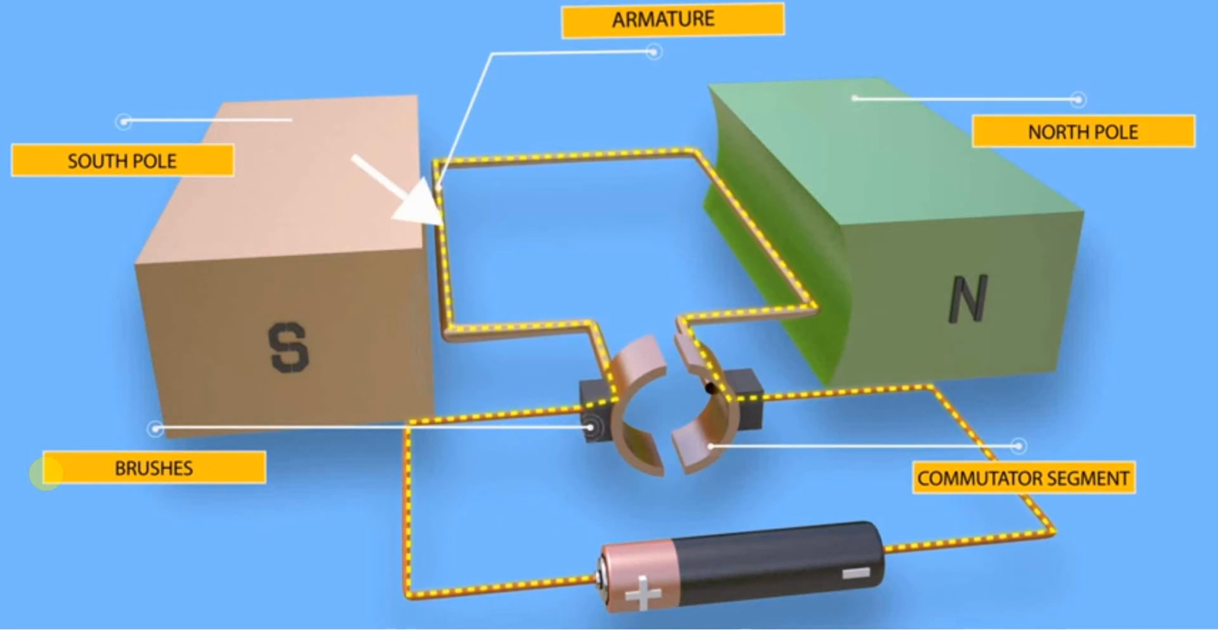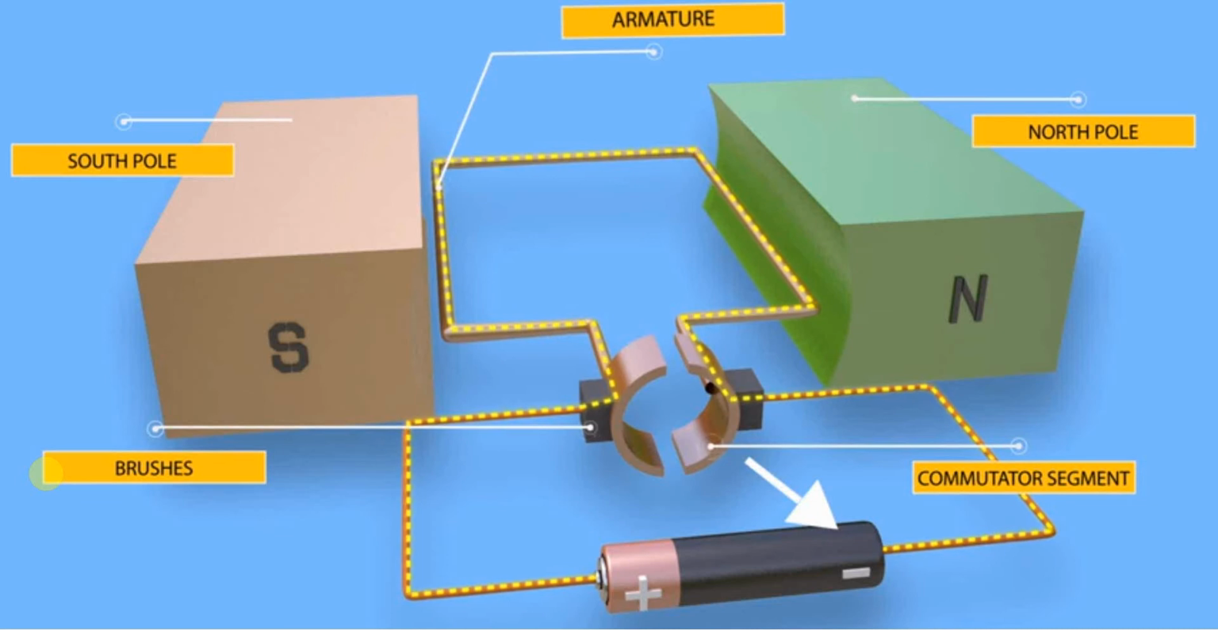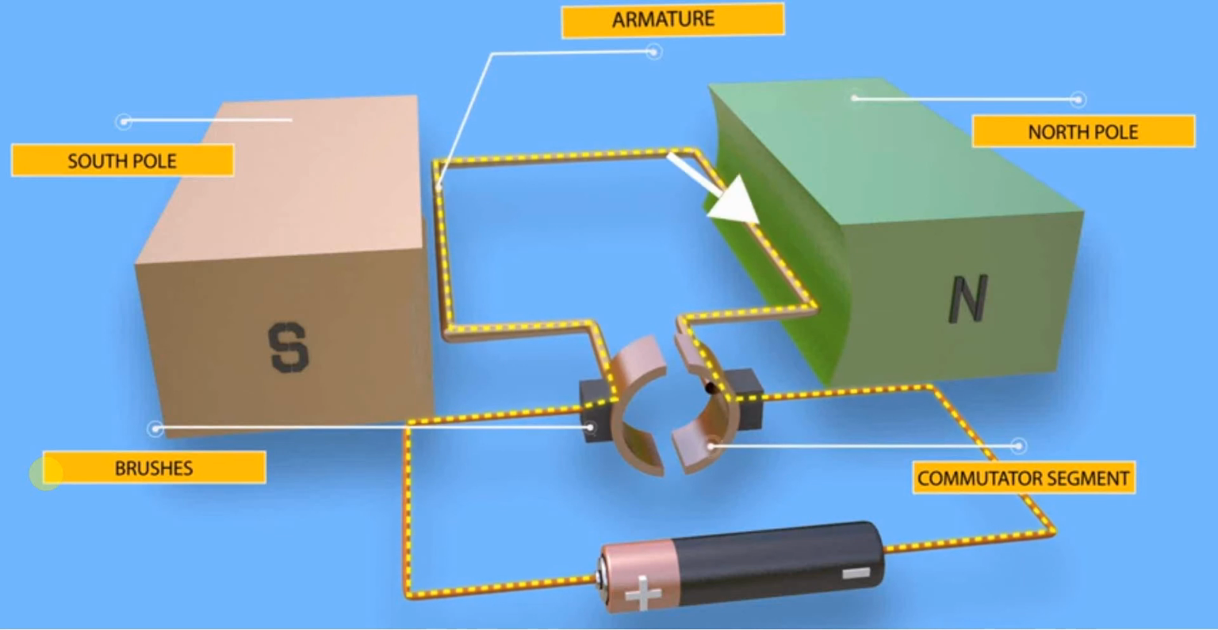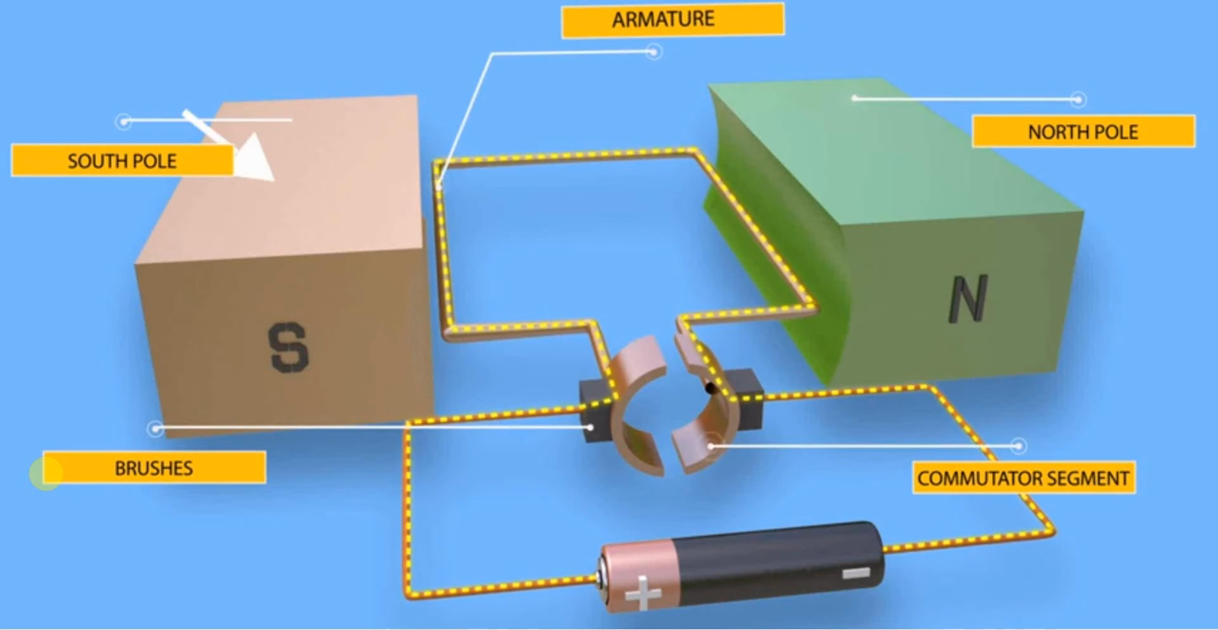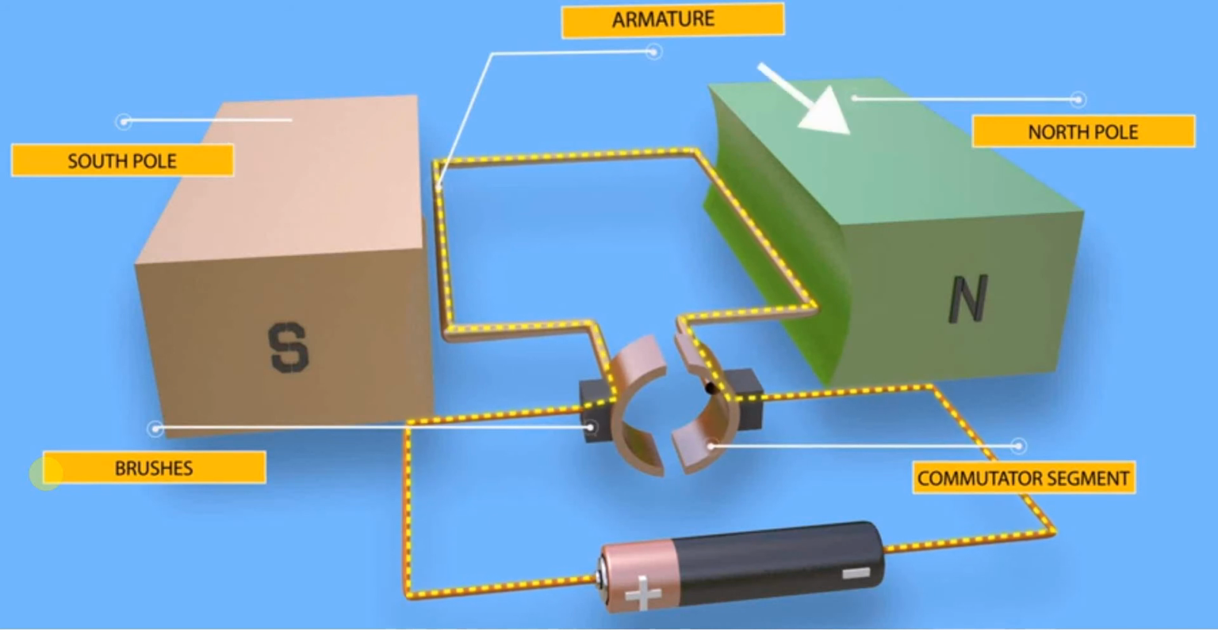As we see, the positive terminal of a battery is connected to the left conductor of a turn, and the negative terminal is connected to the right conductor of a turn. As we see in the model, the north pole of the magnet is placed near the left side, and the south pole is placed near the right side of the turn.